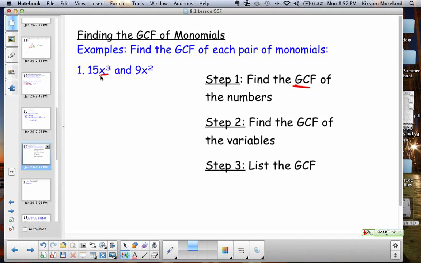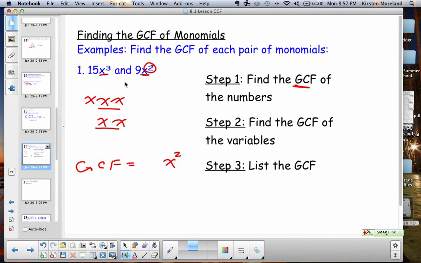So this one's an x to the third. This one's an x squared. If you think about it, x to the third is x times x times x. X squared is just x times x, so they have two x's in common. So I know that when I do my GCF, I'm going to have an x squared because that's all they have in common. The third is extra.